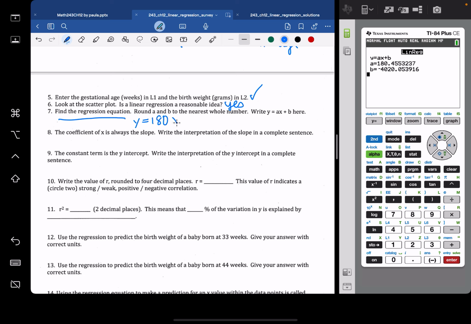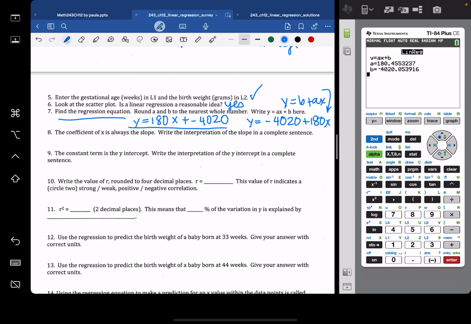180x plus negative 4020. And before I was writing the standalone number by itself and then putting the number beside x after that. These two are the exact same equation, so I could just use b plus ax, which is my preferred way, but this is equivalent, and this is what the calculator gives me.